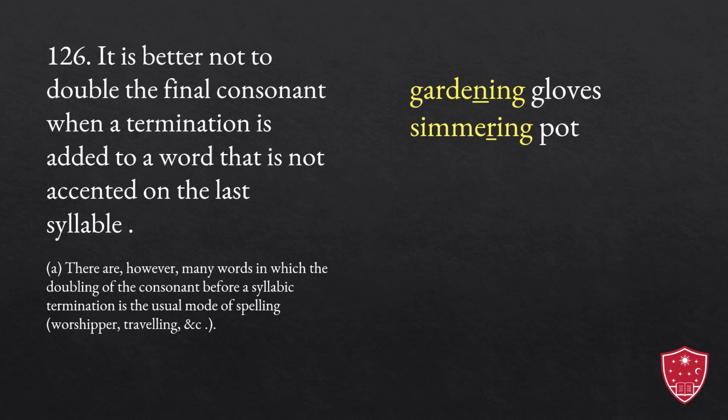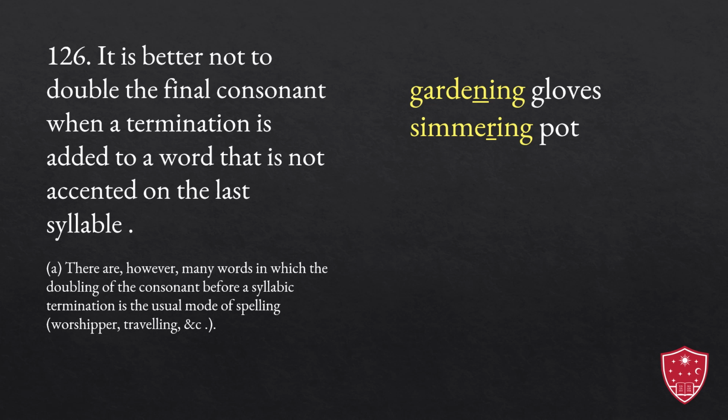And because the accent in garden is not on the last syllable, but on the first syllable, we don't double the consonant at the end of the word when we make the present participle. We spell gardening with just one N before ing. That's what Article 126 is teaching us.